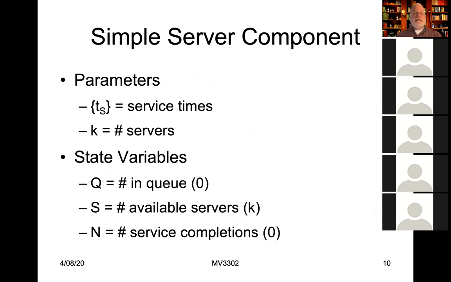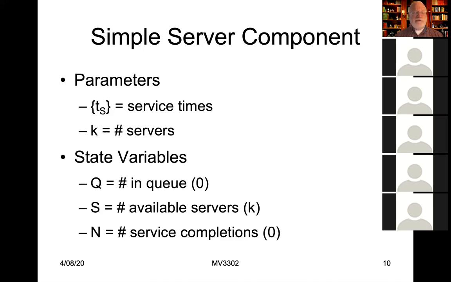So let's take a look at how that works here. The simple server component is now going to have only two parameters, the service times and the number of servers. It's not going to have the inter-arrival times as our multiple server queue model did. So we leave those out. We're simplifying it. This is a smaller model, but it allows us to be a little more flexible.